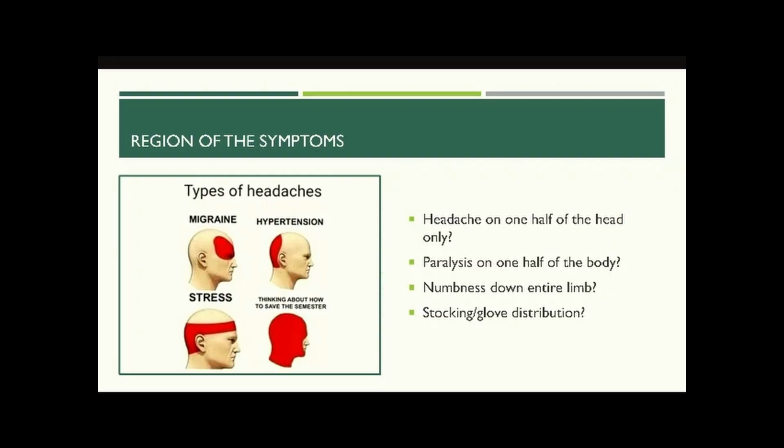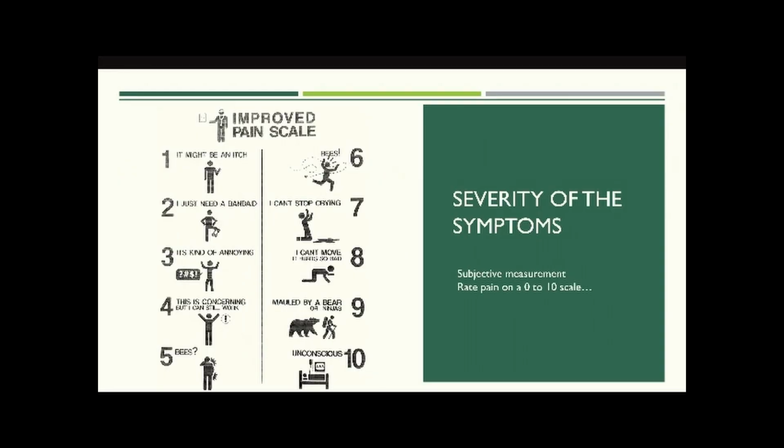If it's only one side of the head, if you've had migraines, you may only have unilateral headaches, only one side of your head. Is it one side of the body? Numbness of the entire limb? Stocking-glove distribution, that's hands and feet. Diabetic neuropathy has a stocking-glove distribution, starting in the hands and the feet. So these are the things that are important to know when a patient comes in with neurological problems.